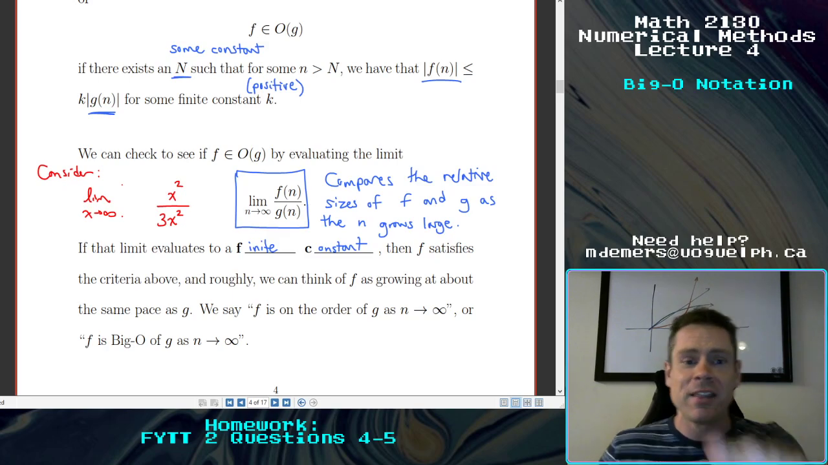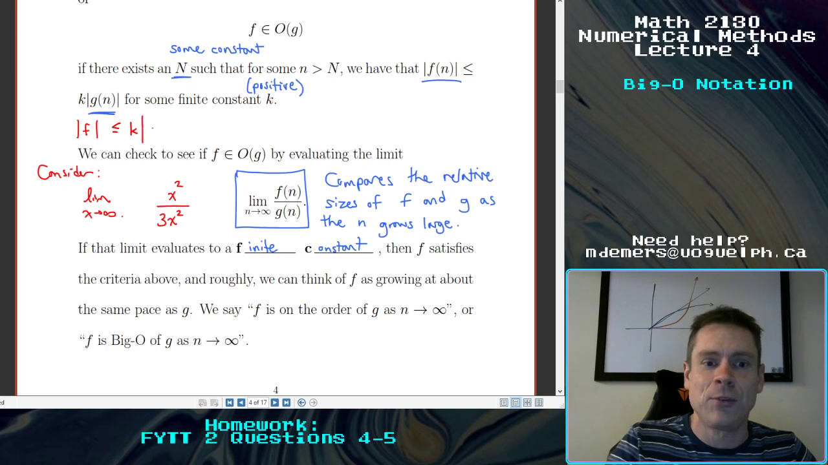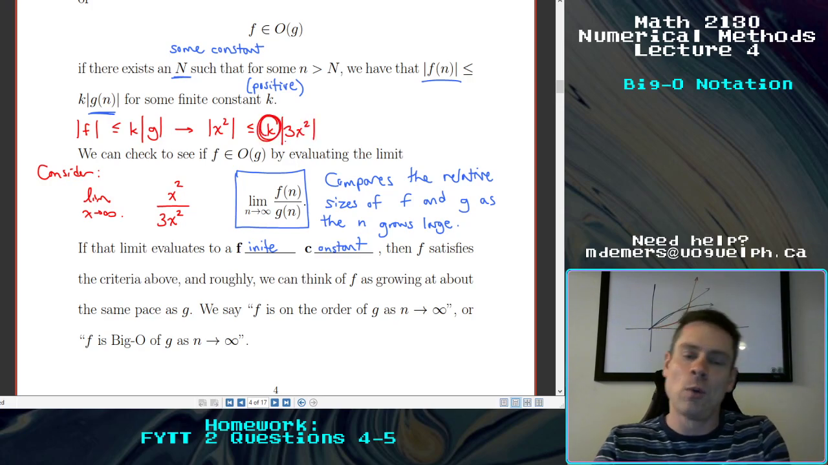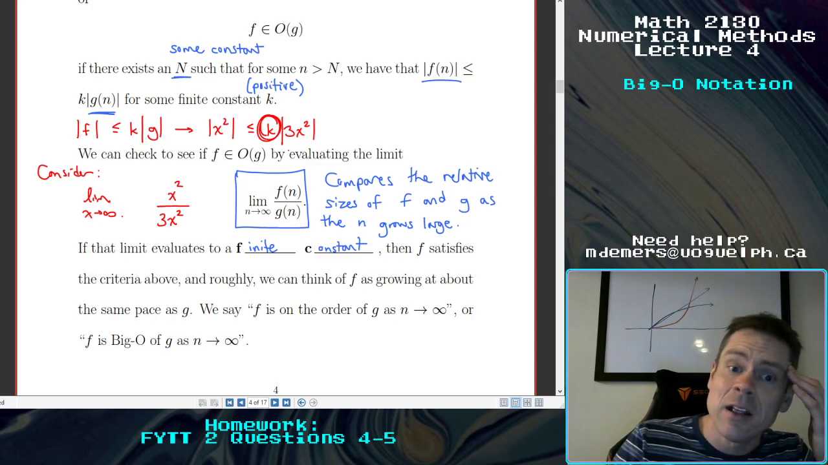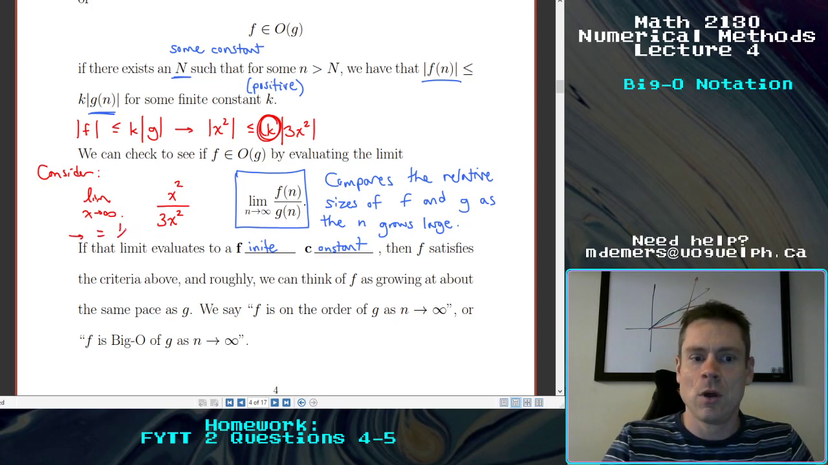And you can see quite well in this definition that if I wrote down the absolute value of f less than or equal to k times the absolute value of g, I would get the absolute value of x squared is less than or equal to k times the absolute value of 3x squared. And I can easily see that if k is equal to 1/3 or anything bigger than that, this is automatically true. And wouldn't you know it, if you evaluate this limit, you end up with 1/3, which is a positive constant.